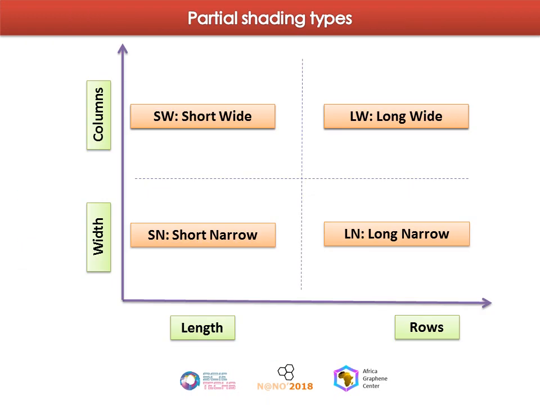To verify the proposed technique for different shading conditions, namely short-wide, short-narrow, long-wide, and long-narrow, are considered. But here we have studied just the long-wide pattern. The shading conditions are defined based on the number of shaded columns and shaded modules per column. The PV characteristics are obtained for each shading condition for both TCT and magic square view configurations.